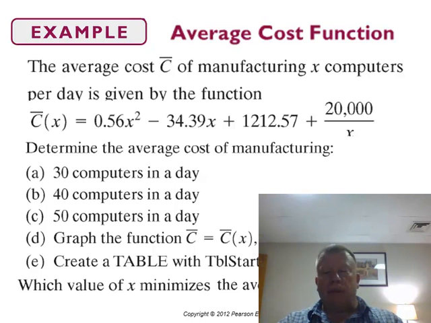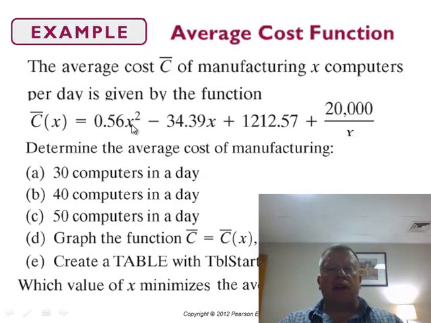Well, we probably wouldn't manufacture 0 computers or a negative number of computers, and maybe 80 computers would be the maximum that we're at least interested in looking at. And we could also create a table and maybe even answer the question, what is the X value that minimizes the average cost? Well, look, if we are going to manufacture 30 computers a day, what is the average cost?